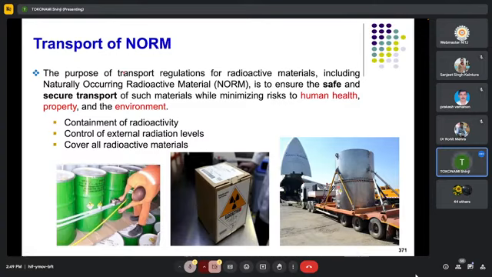The purpose of transport regulations for radioactive materials, including naturally occurring radioactive material, is to ensure the safe and secure transport of such materials while minimizing risks to human health, property, and the environment. Containment of radioactivity and control of external radiation levels cover all radioactive materials.